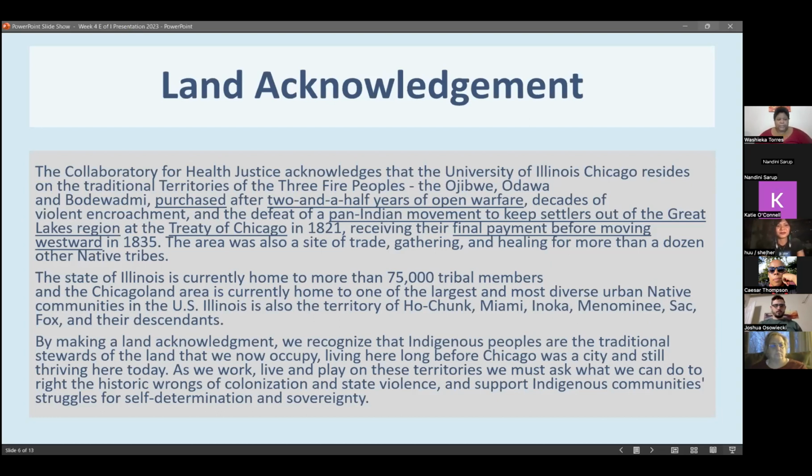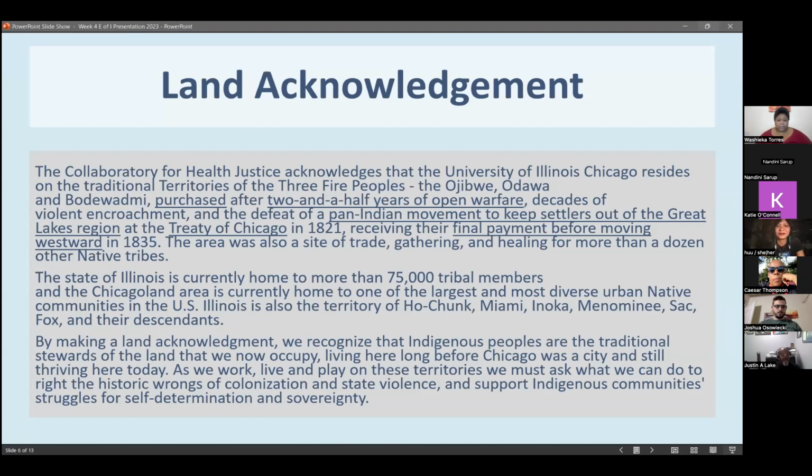The state of Illinois is currently home to more than 75,000 tribal members, and the Chicagoland area is currently home to one of the largest and most diverse urban Native communities in the U.S. Illinois is also the territory of the Ho-Chunk, Miami, Menominee, Sac, Fox, and their descendants.